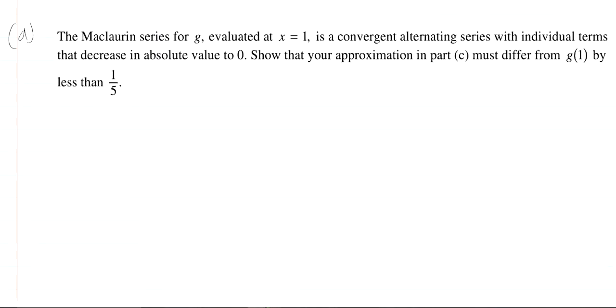In the last part of the problem, it says that the Maclaurin series for g valued at x equal to 1 is a convergent alternating series with individual terms that decrease in absolute value to 0. And it wants us to show that the approximation that we did in part C differs from the actual value of g of 1 by less than 1/5.